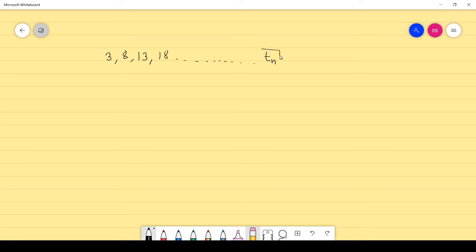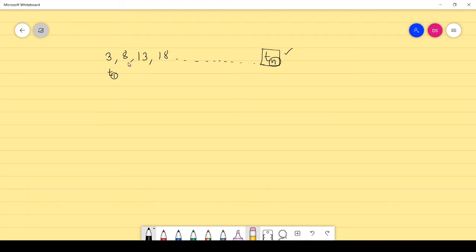You may say, sir, maybe anything, but in mathematics, be precise. If we want to find out exactly what that nth term is, then for that purpose you need to know what n is equal to. For example, this 3 is the first term, which we know is a1.